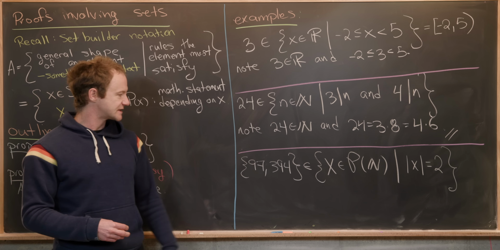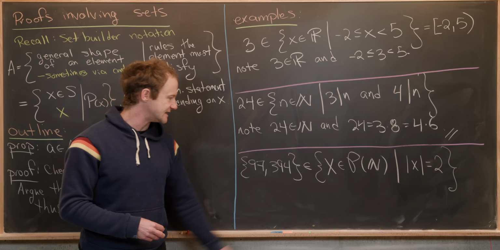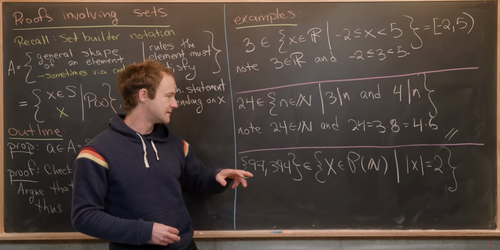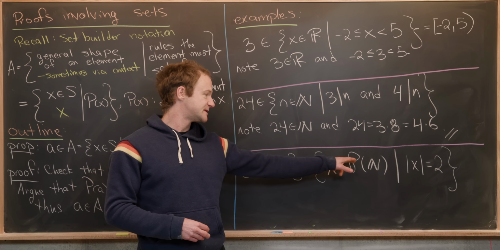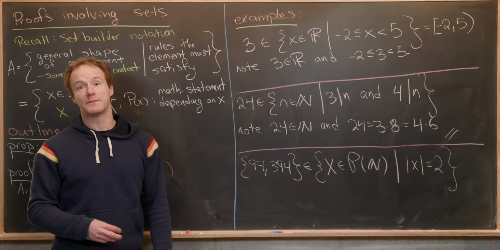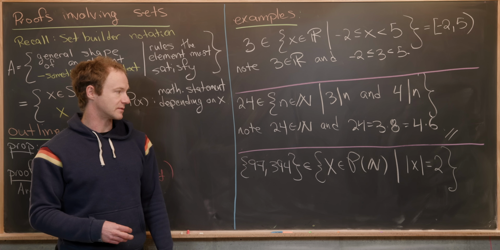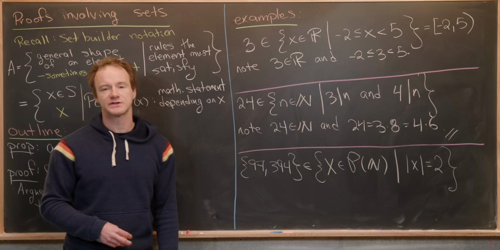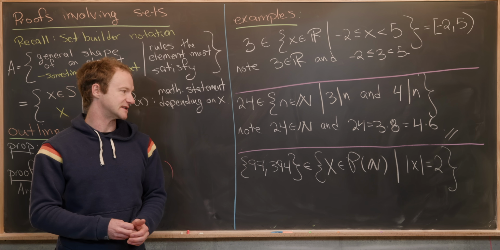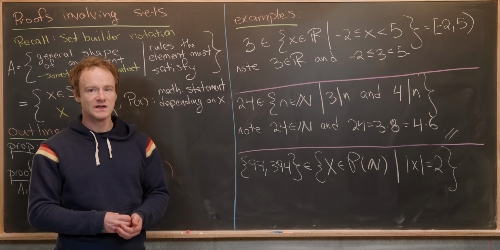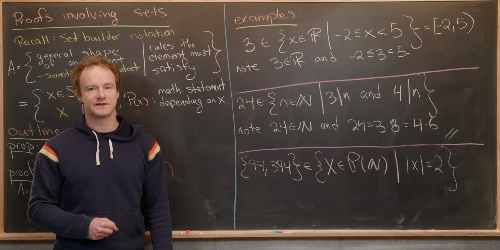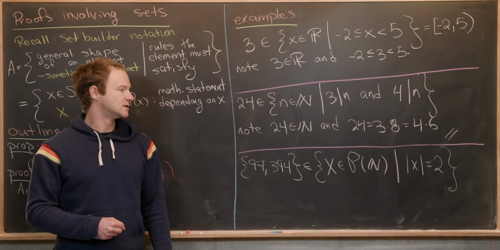Okay, next we've got the set containing 97 and 394, and we want to show it is an element of the subset of elements from the power set of the natural numbers that contain 2 elements. Let's recall that the power set of the natural numbers is the set of all subsets of the natural numbers. So what we're looking at here is the set of all 2-element subsets of the natural numbers.